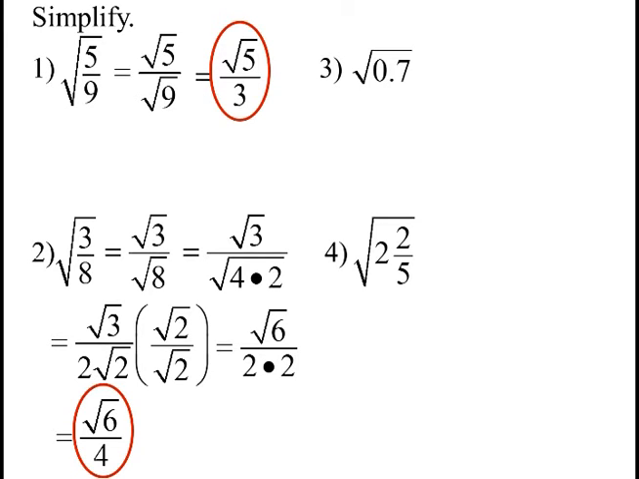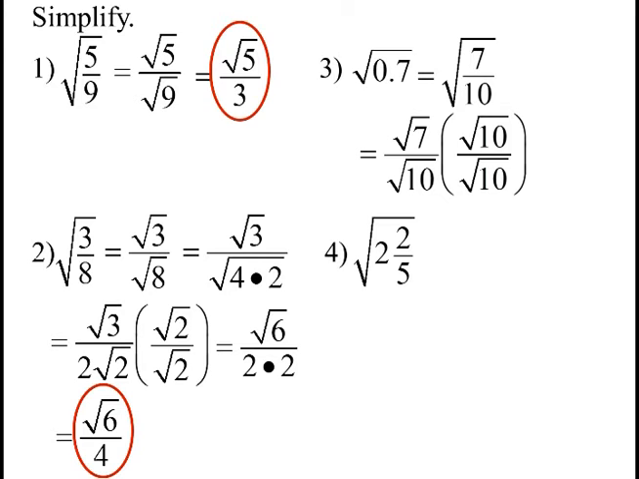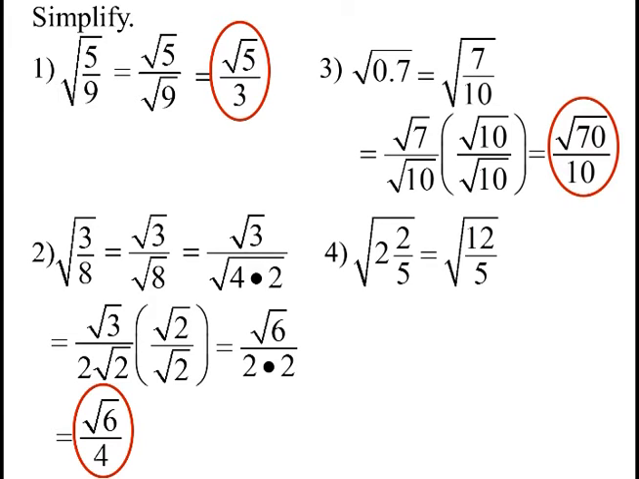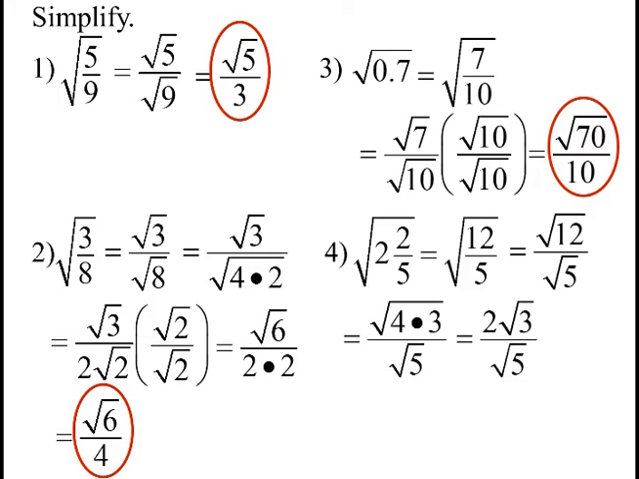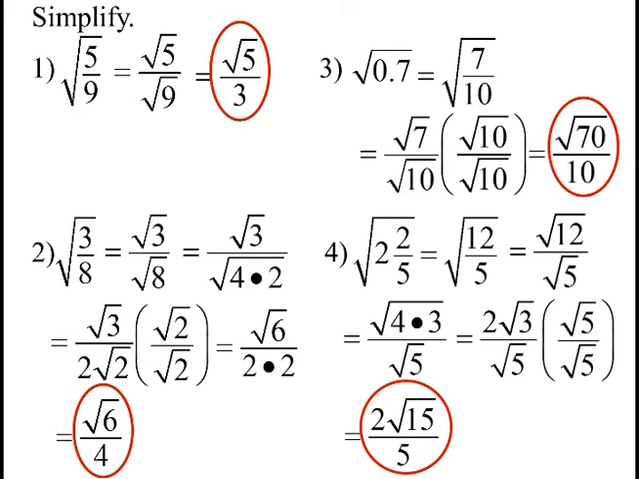Problem number 3, we're actually breaking rule number 2 here. You can't have any decimals or fractions in a radical, but I never showed you how to deal with a decimal. All you do is you change that decimal to a fraction. So root 7 over root 10. Multiply by root 10 over root 10 to rationalize the denominator. You get root 70 over 10. Finally, number 4, change mixed numbers to improper and simplify the radical. And you end up with 2 root 15 over 5.